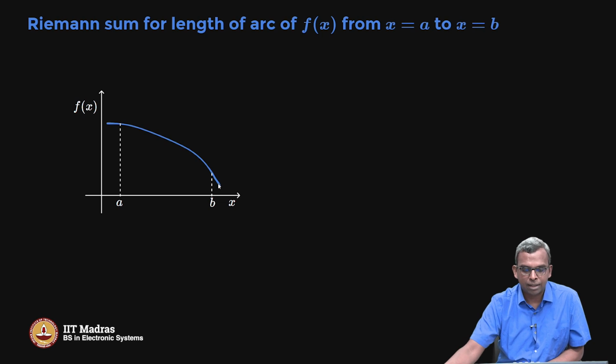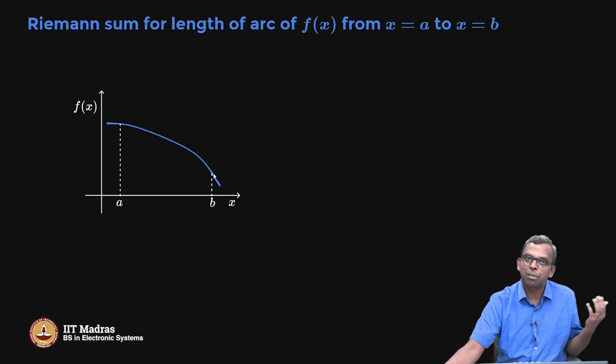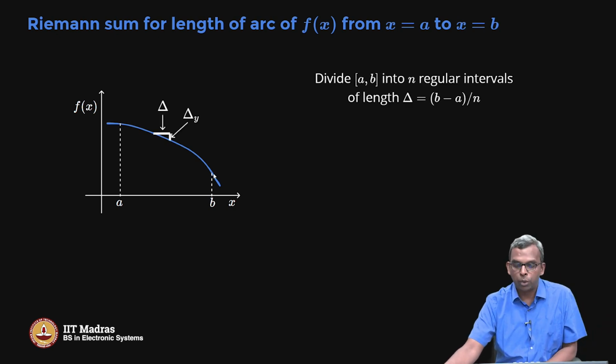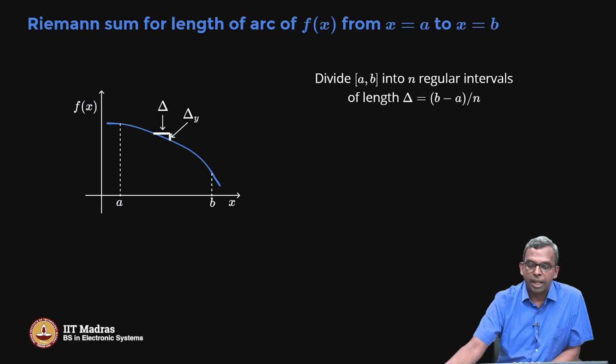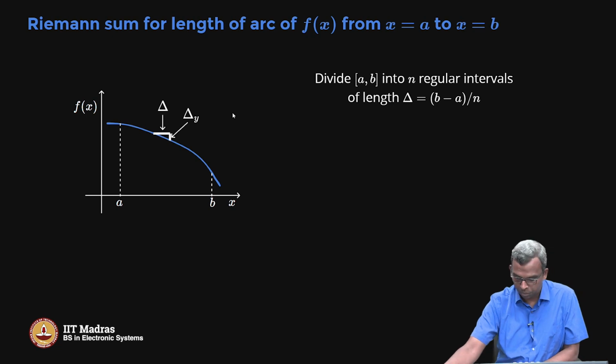I have a general f of x and I want to find the length of the arc from A to B. Once again, I will use the trick of the Riemann sum. I will form a Riemann sum which will give me the arc length from A to B using my infinitesimal arc length idea. So, how do I do it? First, I divide AB into n regular intervals of length delta, which is b minus a by n, my standard trick. And here, this is maybe the ith interval of width delta, and in that ith interval, the function would have changed by a value delta y. That also we have seen before.